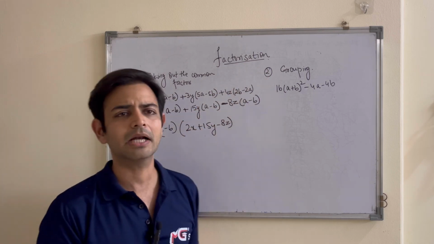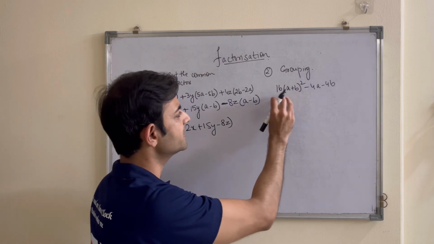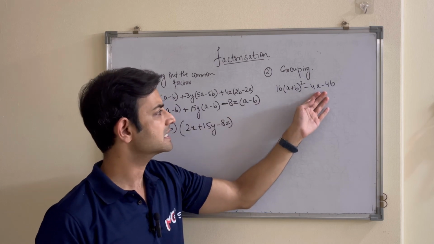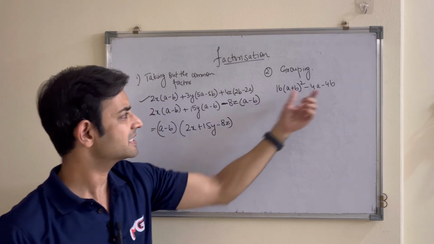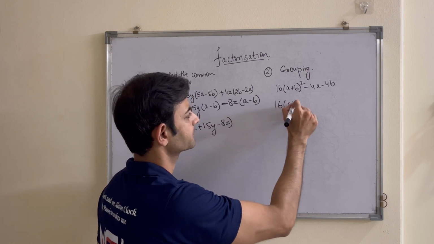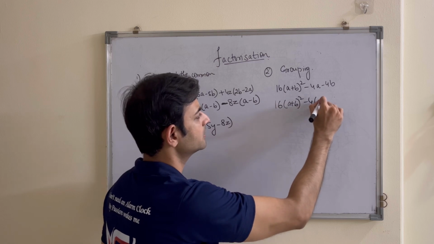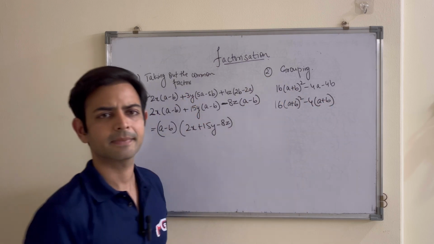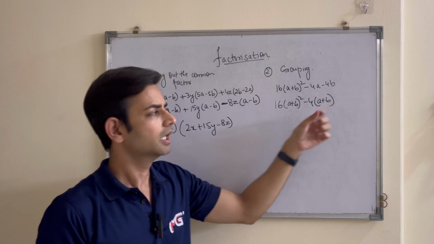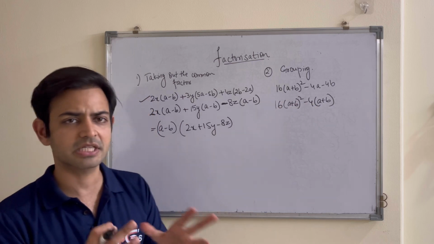The second method that we have is the grouping method. Here we have taken the question 16 times (a plus b) the whole squared minus a minus 4b. If I take minus 4 common from the last two terms, leaving the first as it is, I am left with (a plus b). Now we have two terms, the first and the second, and we have to take common things from these two. From 16 and 4, we can take 4 common.